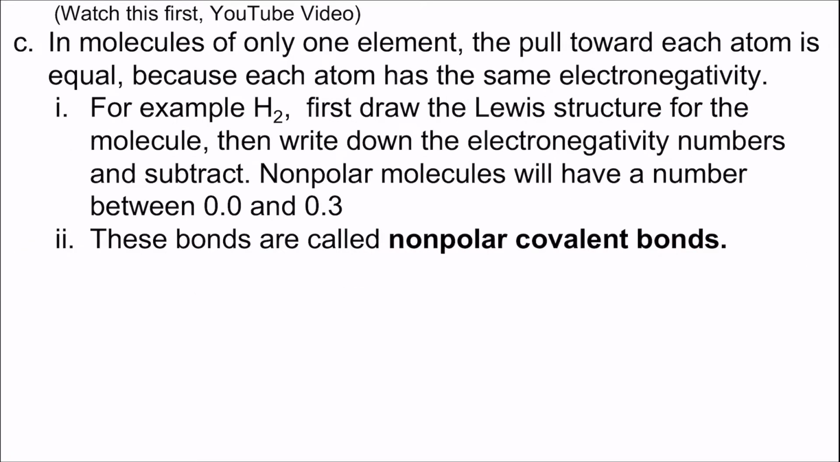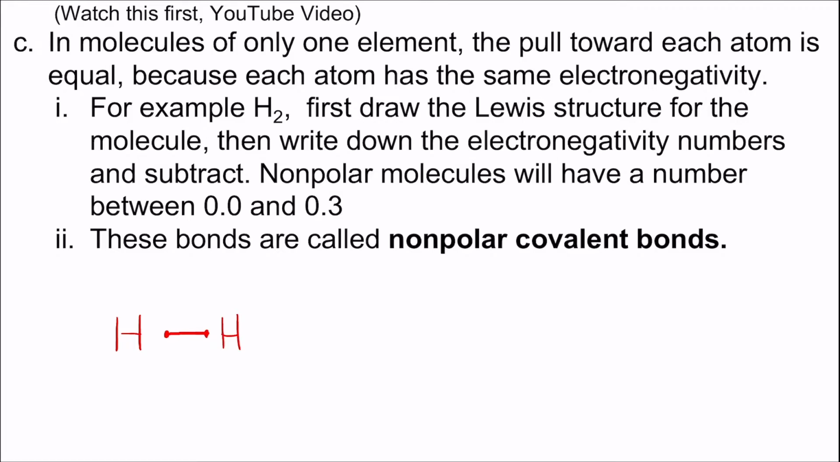In molecules of only one element, the pull toward each atom is equal because each atom has the same electronegativity. So, for example, we're going to draw H2. To draw it, we need to know how many valence electrons it has. Hydrogen's the first element, so it only has one electron. So it would look like this. And since there's two of them, we're going to draw another hydrogen next to it.